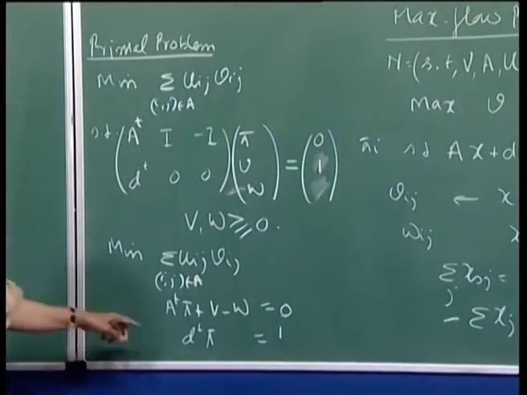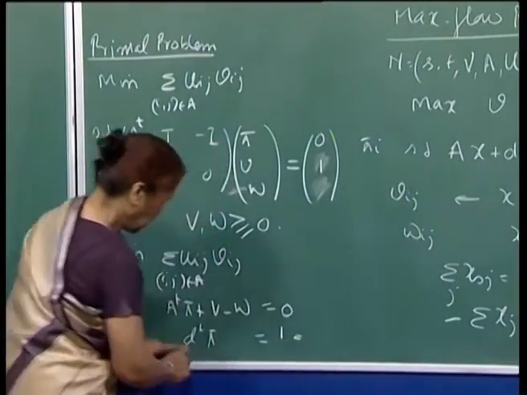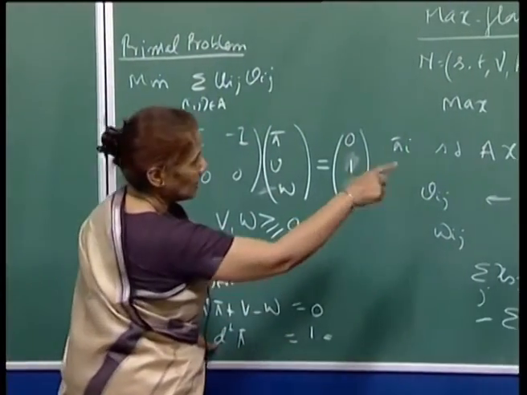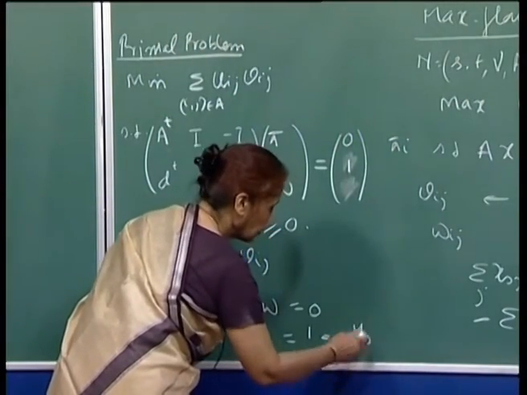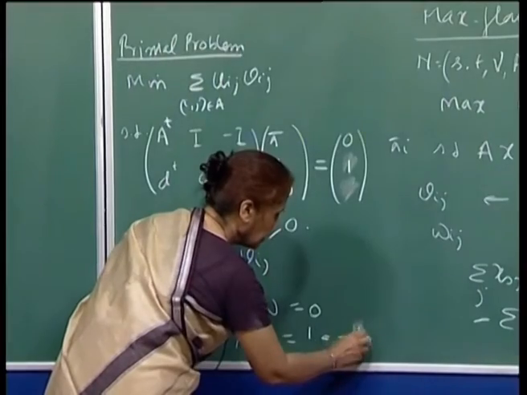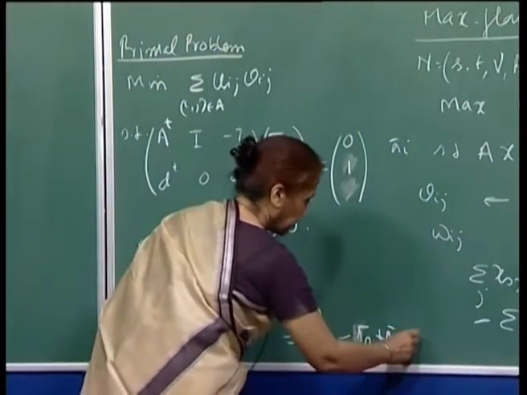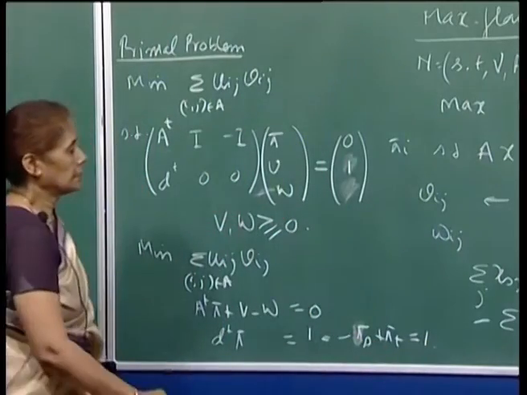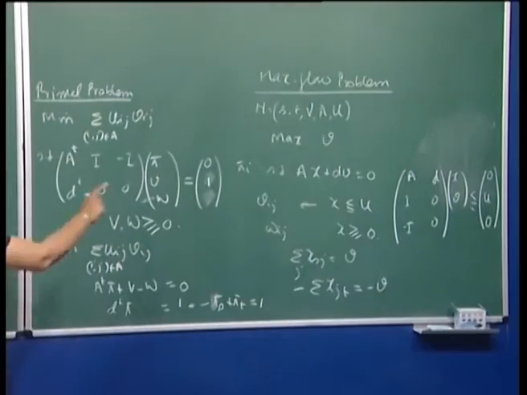So this constraint is equivalent to, because remember this is minus 1 and plus 1, minus pi_s plus pi_t equal to 1. Okay. So this is your primal problem, and that is my dual problem.